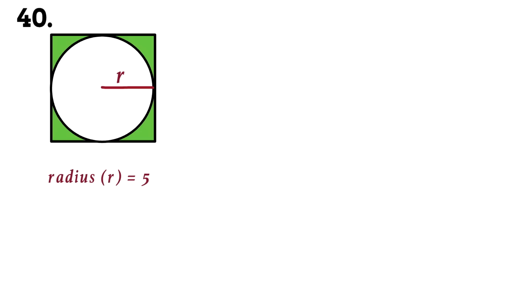We are looking at a similar problem. We want to find the area of the green shaded portion. Again, all we have to do is to find the areas of the two shapes and subtract them. Here we have a circle of radius 5 inscribed in a square.